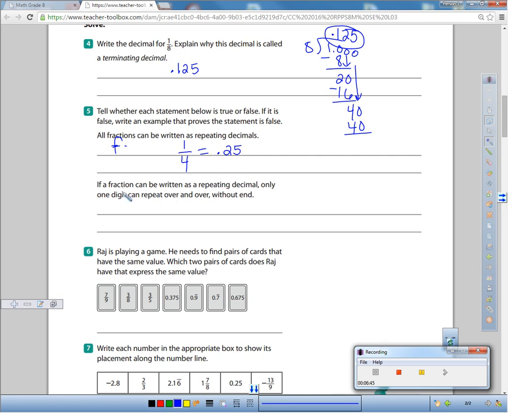The next one, if a fraction can be written as a repeating decimal, only one digit can repeat over and over again. Well, we saw this in class, where multiple digits can repeat over and over again. Like, here's one from class, 36 over 99. Well, the 3 and the 6 are repeating, so you get 0.36 repeating again and again and again. Okay, so that one is also false, and then give an example of why. Okay, hopefully this is helpful.